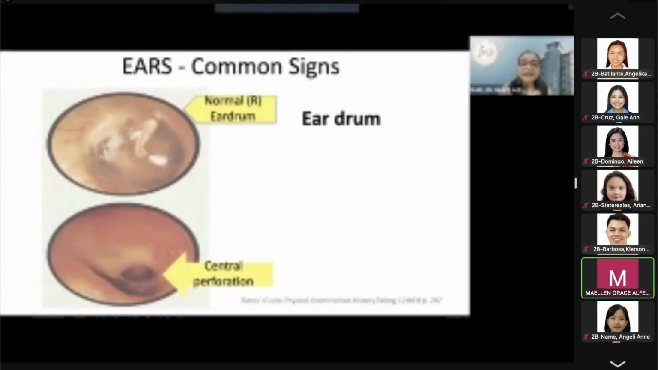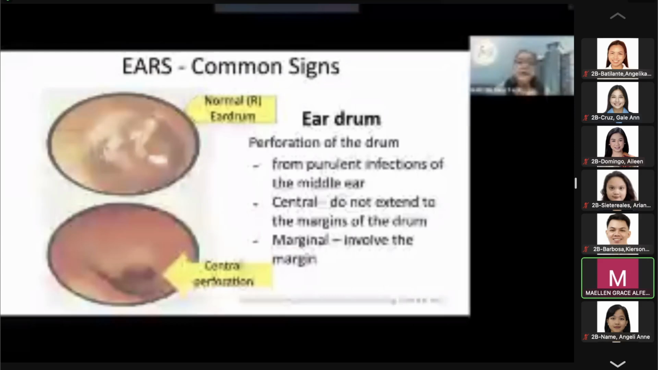Now, findings in the eardrum can include perforation of the eardrum. And it can be either central, as seen in the lower picture. So this is central perforation. The central perforation usually does not extend to the margins of the eardrum. However, a marginal one will be extending at the margin. So nasa sides na siya. Now, this perforation of the eardrum is usually due to a purulent infection of the middle ear, but some perforations are traumatic. So yung natutusok yung eardrum.